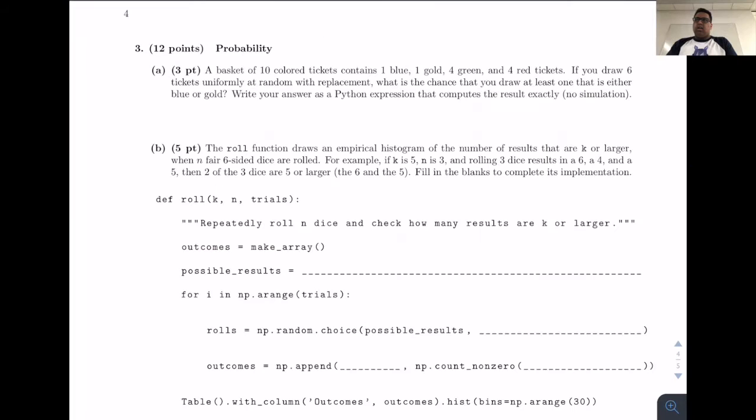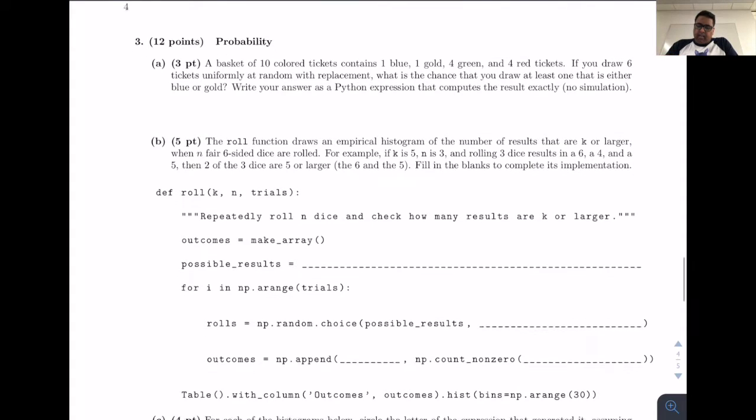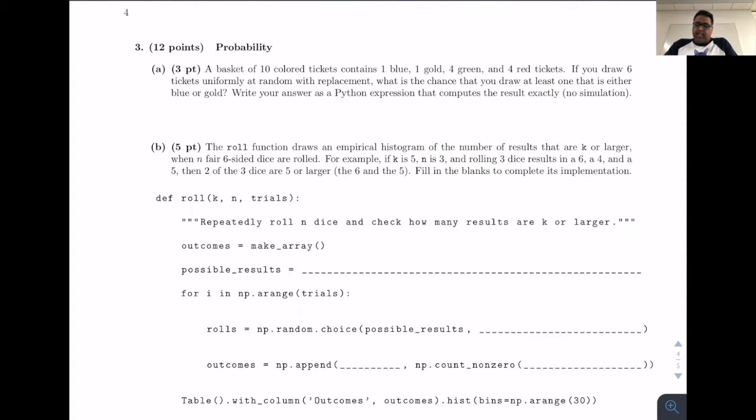Okay, so now we're on number 3, the probability question. The first question asks: if we have 1 blue, 1 gold, 4 green, and 4 red tickets, and we draw 6 tickets uniformly at random with replacement, meaning that we're putting the tickets back as we select them, what's the chance that we draw at least one that is either blue or gold? And write our answer as a Python expression that computes the result exactly, meaning you can't do a simulation for this. You actually have to find an algebraic expression for this.